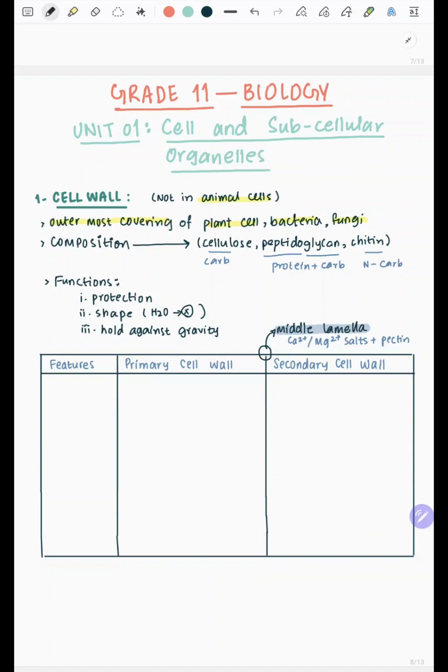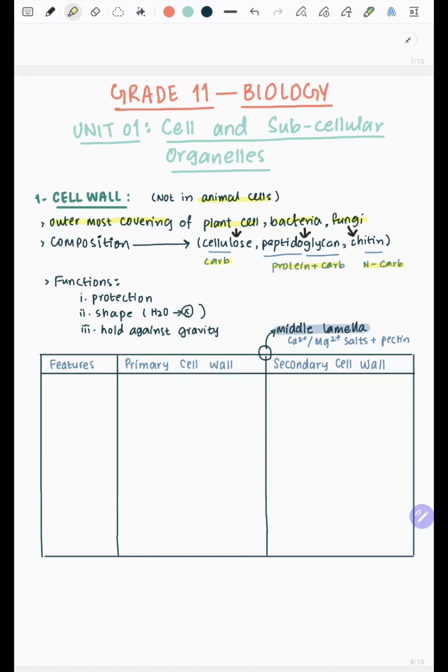Now, each type of organism has different composition of cell wall depending upon their function and the environment they have to face. For example, plant cell wall is made of cellulose, bacterial cell wall is made of peptidoglycan, and fungal cell wall is made of chitin. The cellulose is a carbohydrate, peptidoglycan is a combination of protein and carbohydrate. The word peptido came from peptide, that is a long protein chain, and glycan is for the glucose carbohydrate. Chitin is nitrogen containing carbohydrate.